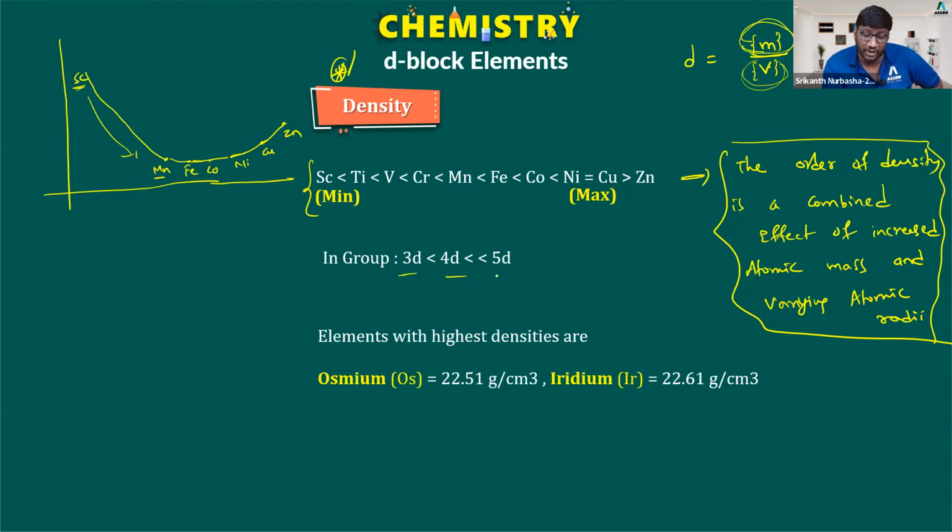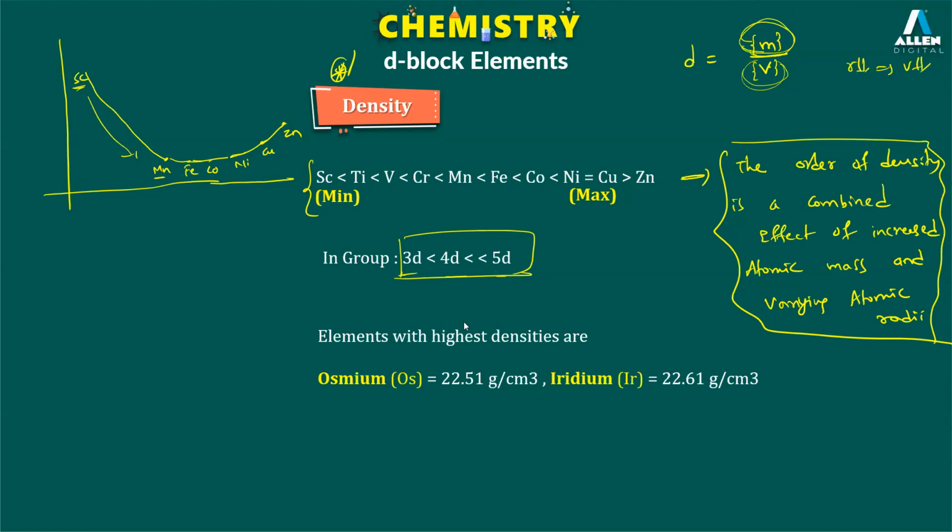If you look at 3D, 4D and 5D, the 5D series will have much higher density, then 4D and then 3D. Why? Because from 3D to 4D, 4D to 5D, what happens to metallic bonding? Metallic bonding is increasing or decreasing? Increasing. Metallic bonding increasing means all are having stronger attractions. If the attractions are stronger, the metal kernels come closer and closer. If the metal kernels are coming closer and closer, density will be increasing or decreasing? Increasing. So that is why 3D is less than 4D, and 4D is much less when compared to 5D.